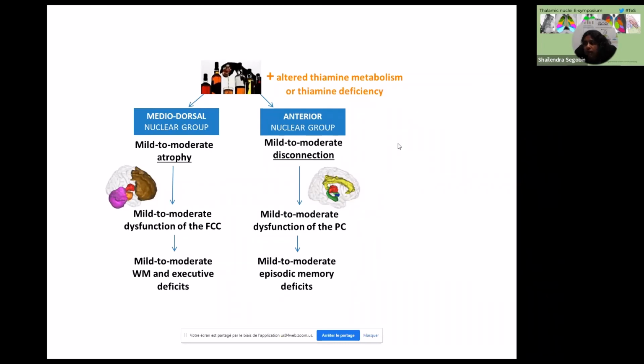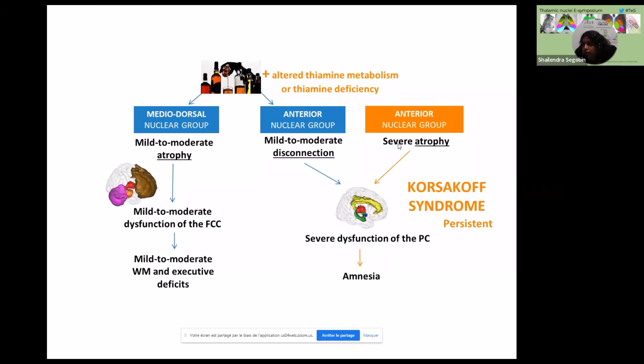However, patients had further severe atrophy in the anterior thalamic nuclei. And if we take that together with thiamine deficiency or altered thiamine metabolism, this could be why the mediodorsal nuclei alone wouldn't be responsible for amnesia, but also the involvement of the anterior thalamic nuclei, which would be affected by both thiamine deficiency and alcohol consumption.